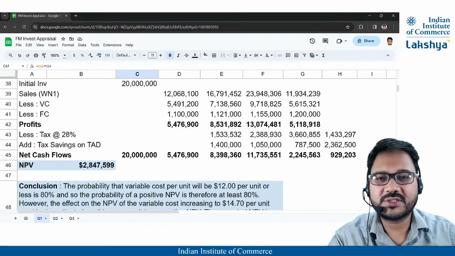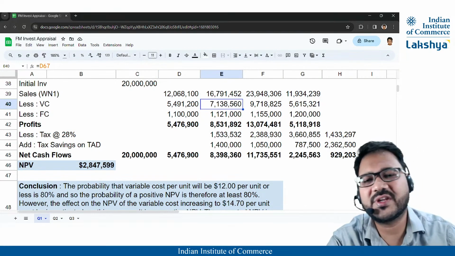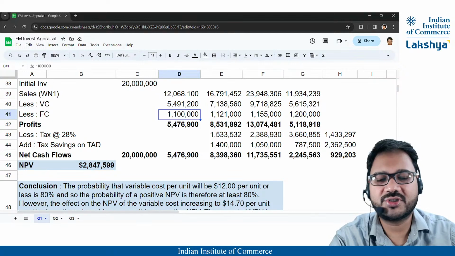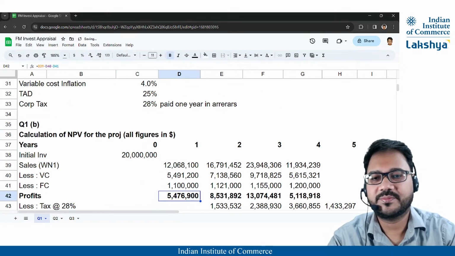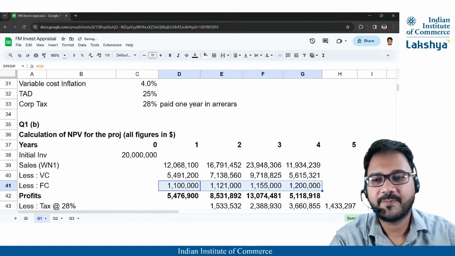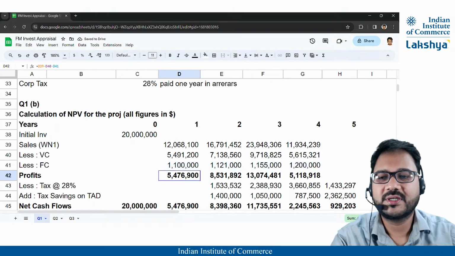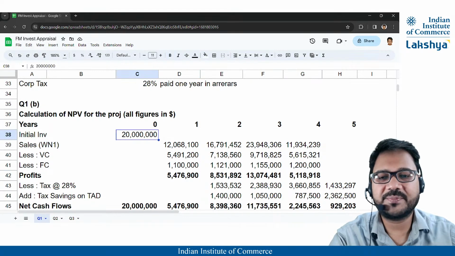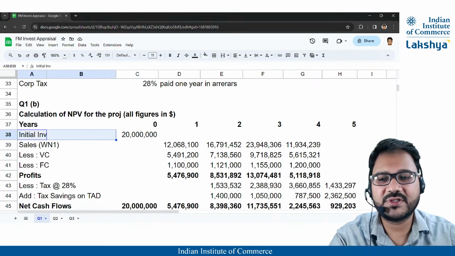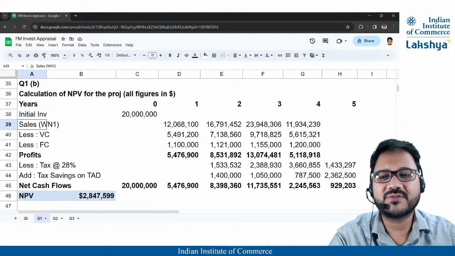So once variable cost is calculated, put it in your answer. Fixed cost is given in the question directly, so you could just, in fact, reference it out of here. So fixed cost, and then you have your profits, which is nothing but sales minus all your cost. That is why I prefer doing initial investment after taxes, because profits will only consider these values. Tax will also only consider this.